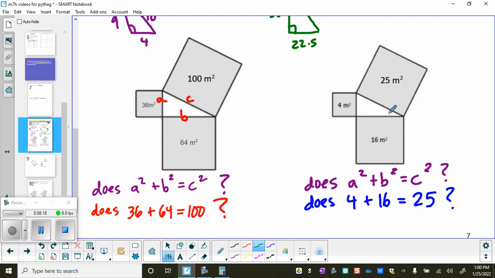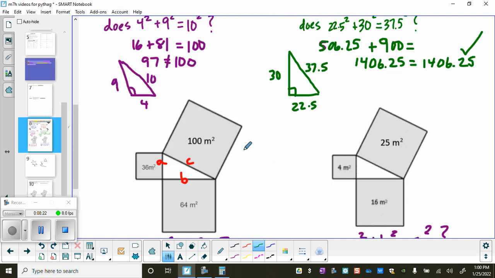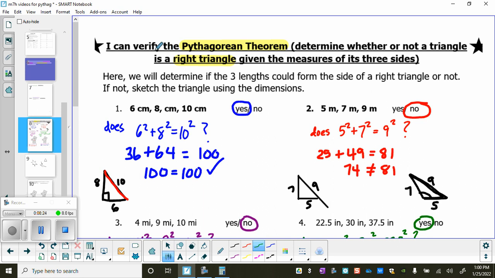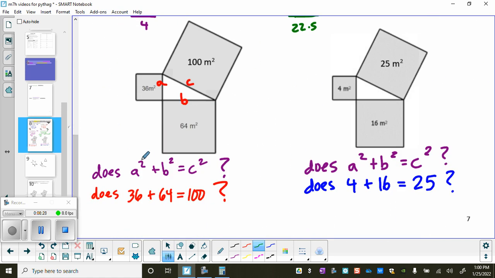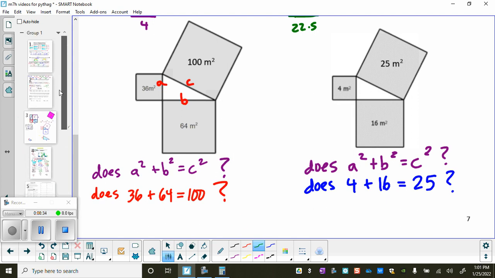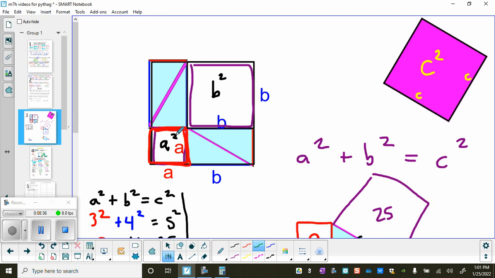All right, now let's take a look at these last two problems here. We're trying to use this page to verify the Pythagorean theorem. And we're checking to see if you really know what it means by a squared plus b squared equals c squared. Now you might remember in the visual proof that you watched a couple days ago about this showing the a squared plus b squared equals c squared.